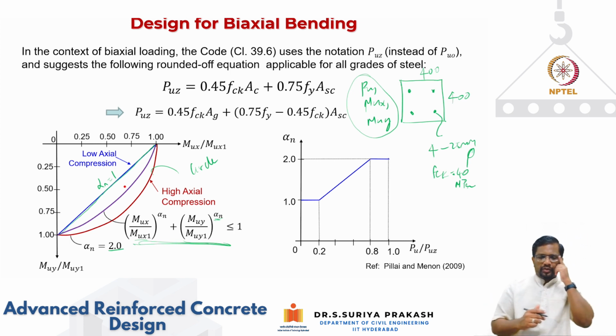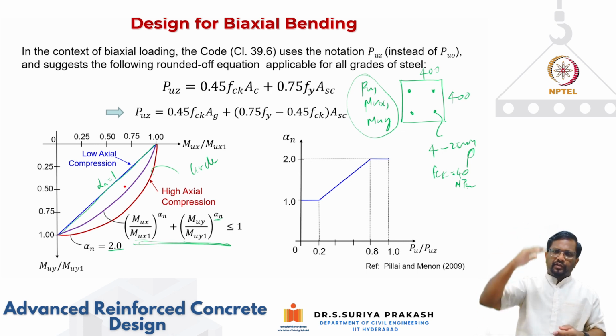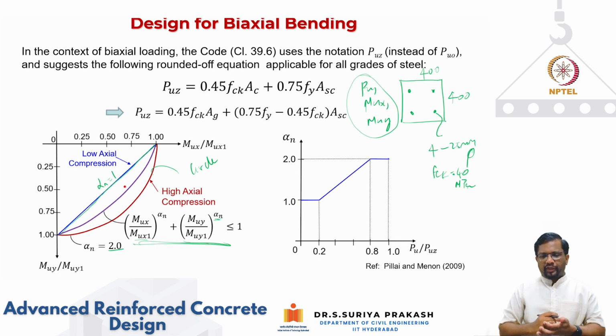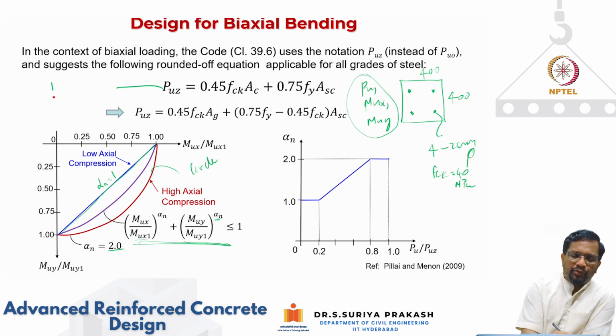Now, how do we do that? The code is saying that it is a function of your axial compression. Somehow it has to be normalized to how much axial compression is acting with respect to the pure axial compression capacity. So how to estimate this? This is the pure compression capacity.